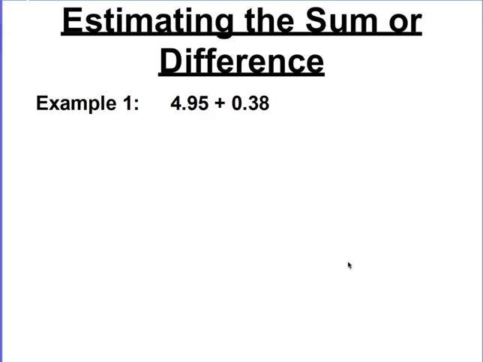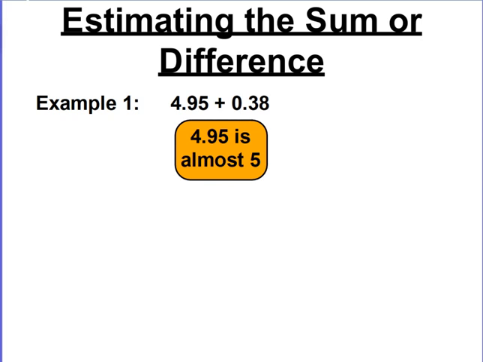We're going to estimate the sum or difference here. So we're estimating 4 95/100ths plus 0 38/100ths. So here's how you can estimate. Look at the first value, 4 95/100ths. 4 95/100ths is almost 5. So what we can do is estimate that to be 5. The second number here is 0 38/100ths. So if I add that, our estimate is going to be 5 38/100ths.